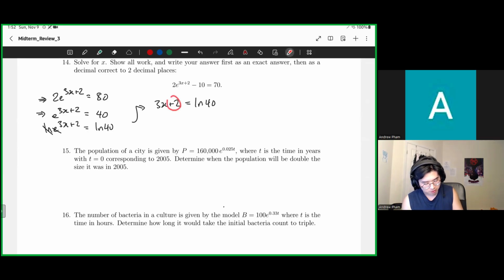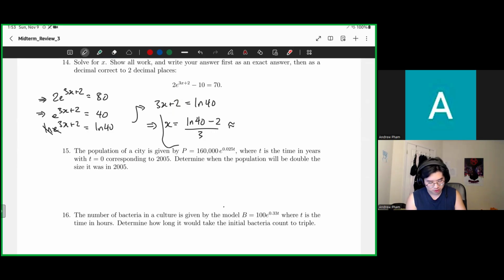So if you subtract by 2 and then divide by 3, you should get x is equal to ln 40 minus 2, over 3. And you won't be allowed a calculator on the exam, but for your knowledge's sake, this would be a sufficient answer. This is a fine answer. This is an exact answer, what we'll be looking for. But approximately, if you are curious, this is equal to 0.56.